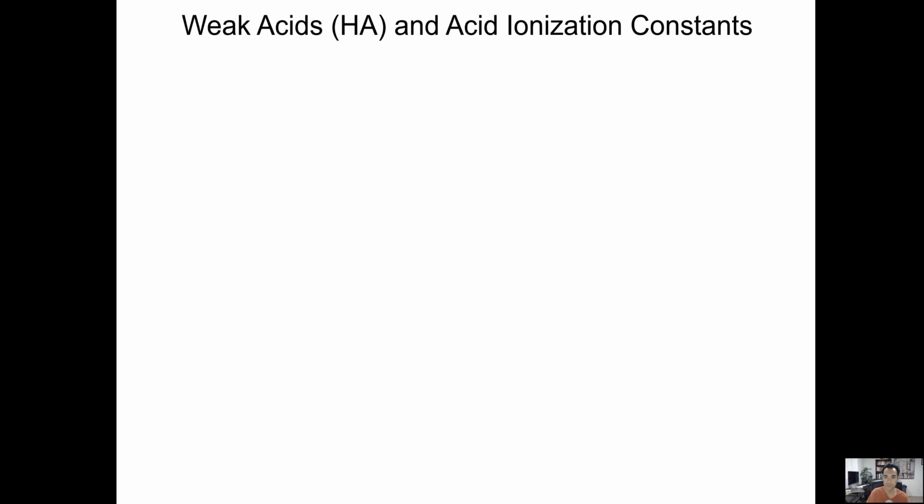Okay. All right, let's talk about weak acids, specifically HA, as it's usually denoted, and also acid ionization constants. So this idea that you can get a weak acid is denoted by HA, and again, this is just a general symbol that they use.